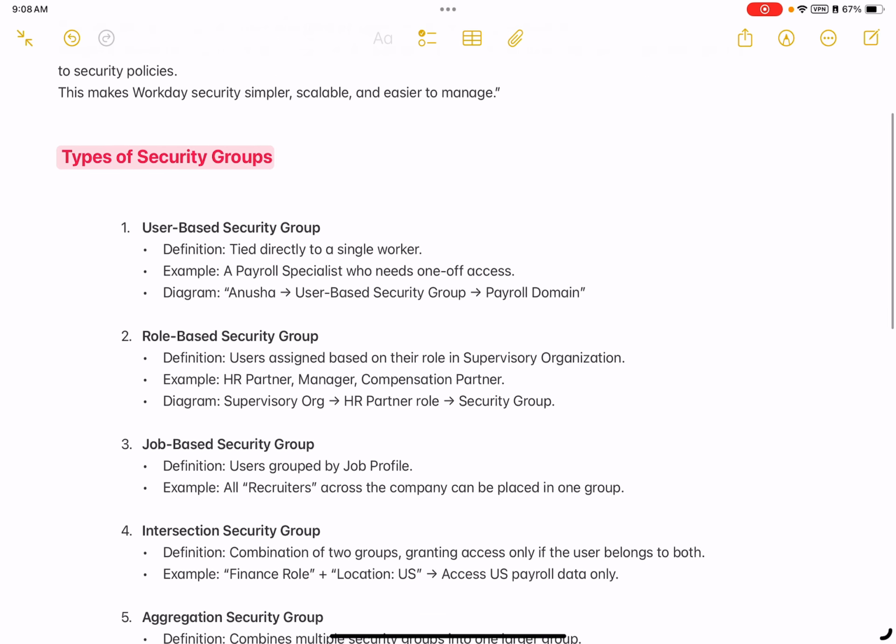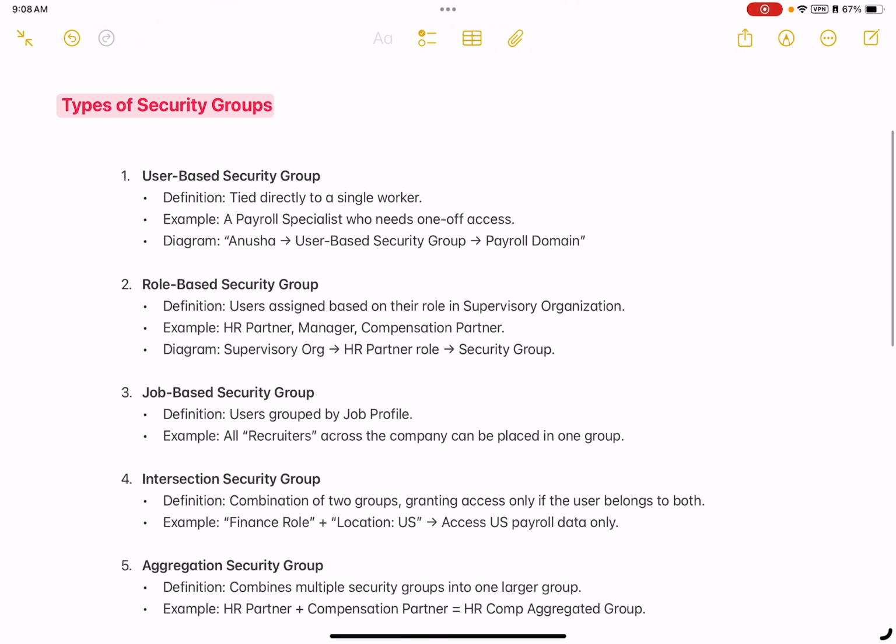Intersection security group: a combination of two groups granting access only if the user belongs to both, like finance role plus location US, giving access to US payroll data only. Aggregation security group: this definition combines multiple security groups into one larger group, and HR partner plus compensation partner is equal to HR compensation aggregated group.